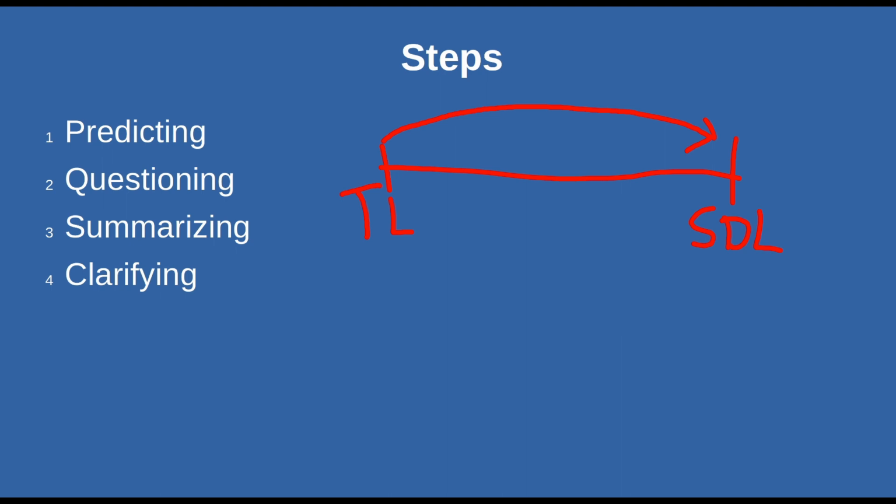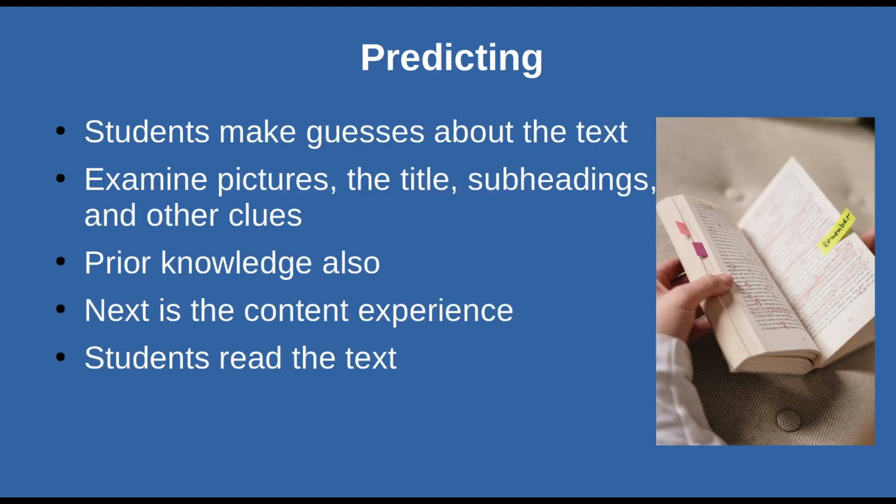Number 1 is predicting. Number 2 is questioning. Number 3 is summarizing. And number 4 is clarifying. Each of these steps, of course, is led as much as possible by the student. As the teacher, you have to use your own judgment and discretion in determining how independently the students can do each of these steps. But let's learn a little bit more about them in detail.